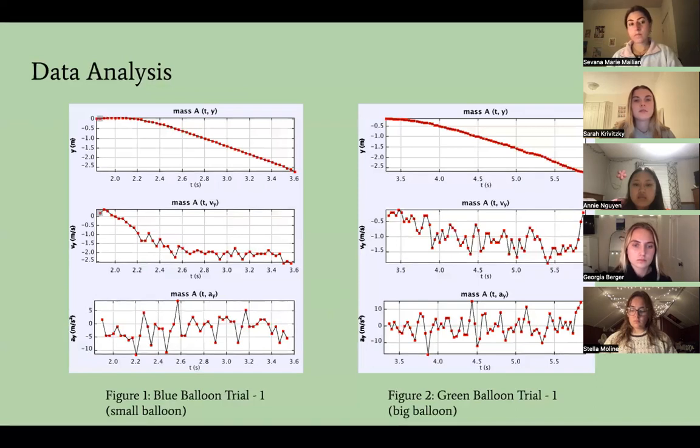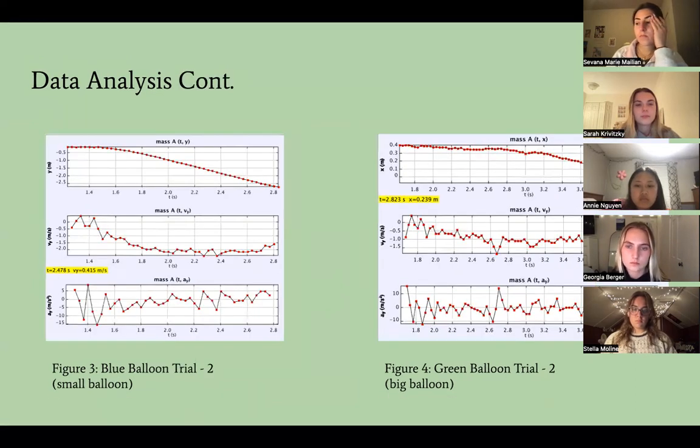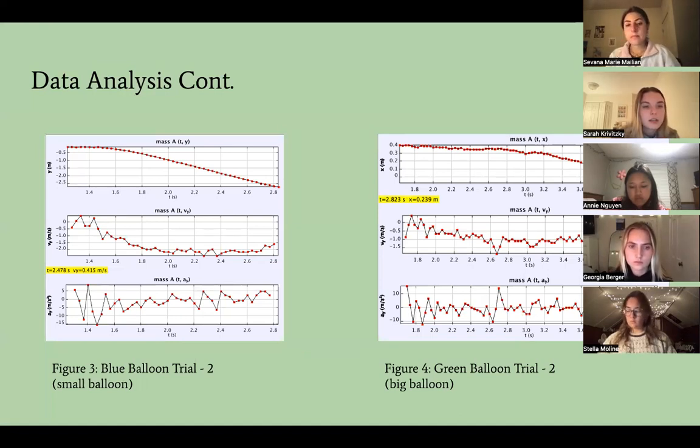And then this is an example of our first trial graphs. The left is the blue and the right is the green. And as you can see, there's a constant decrease slope for position and also a constant decrease in velocity. And then this is just another example of graphs. This is for trial 2. And then you can note that, for example, on the left graph for the blue balloon's velocity, the terminal velocity starts at around 1.6 seconds and lasts until 2.8 seconds.